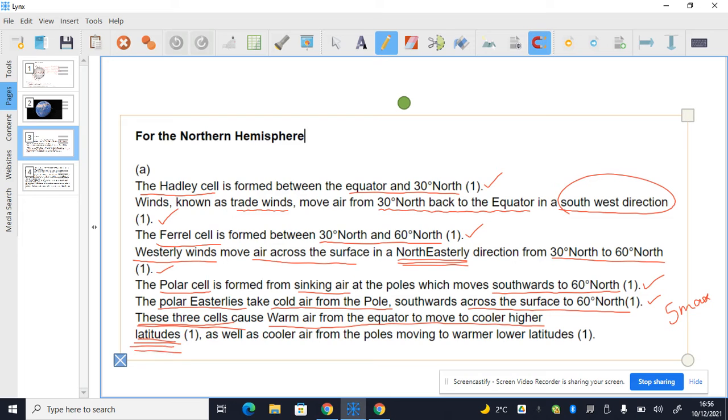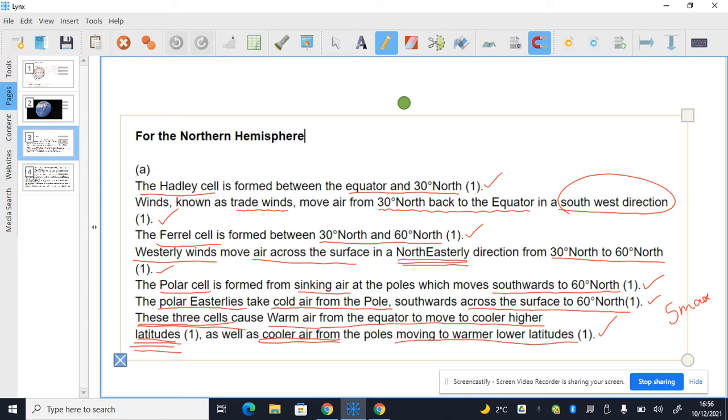So that's a key part, and as a matter of fact, probably the most important idea of this is that the 3 cells are the big transfer systems that take that excess warm air that you find at the equator and move it to those cooler, higher latitudes. For example, where the UK is, around about 60 degrees north of the equator. Likewise, the colder air that builds up at the pole gets transferred down to warmer, lower latitudes.